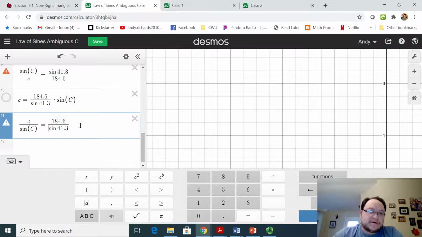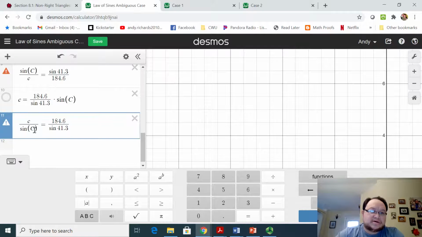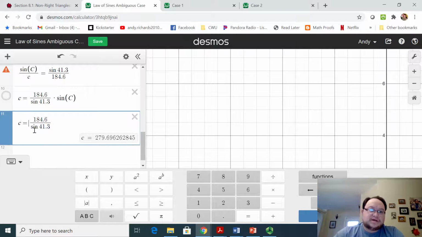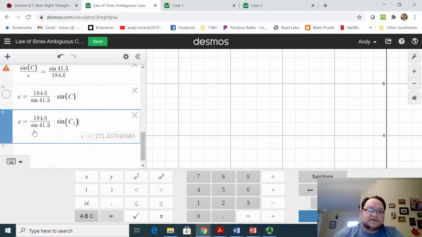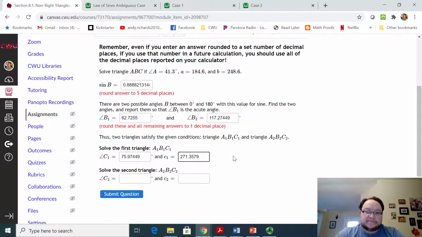And the reason why I'm doing it that way is because I'm defining what C sub 1 is, right? So as soon as I know that I'm dealing with this C sub 1 here, I can now figure out what my side opposite it is. So this is going to be some 271.3579. So I can figure out this third side here. That would be that thing.